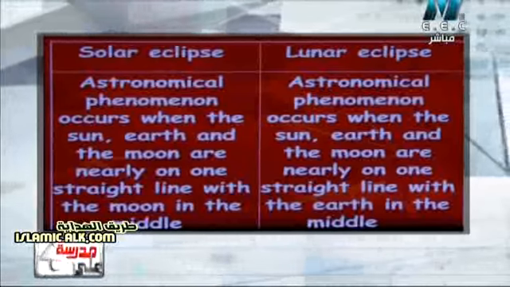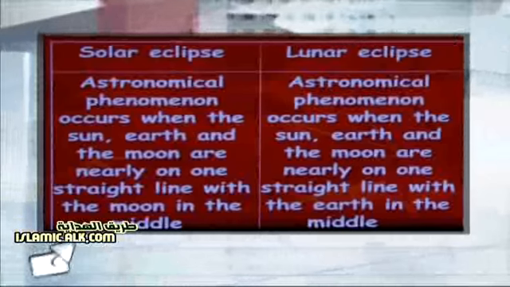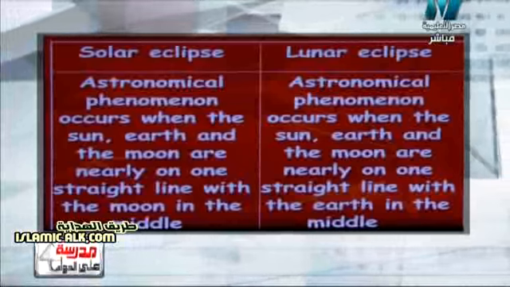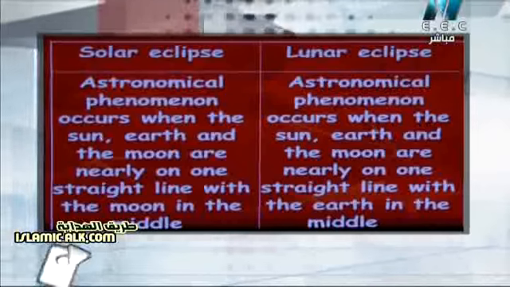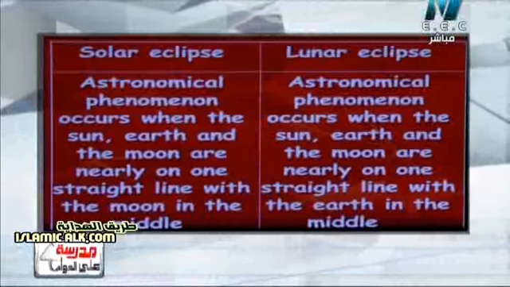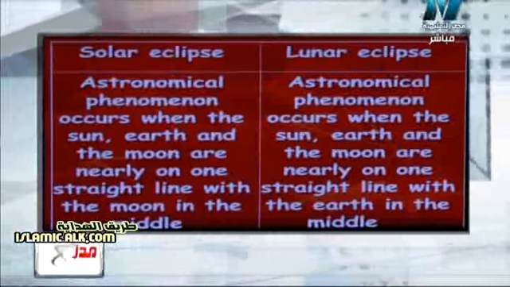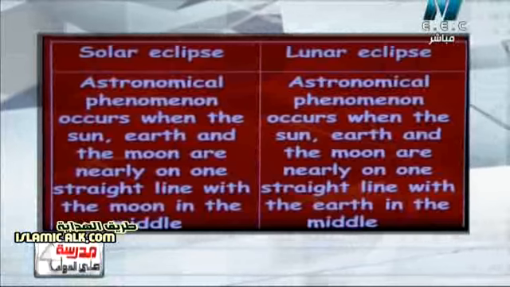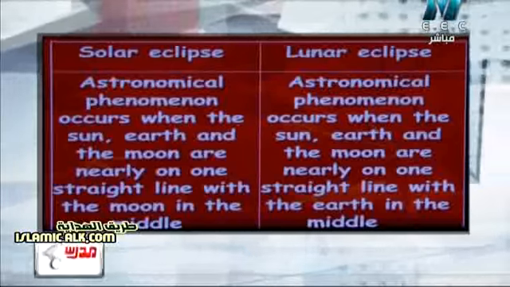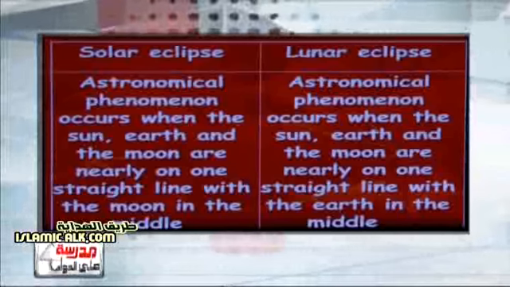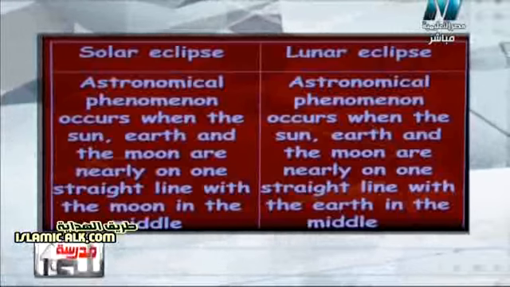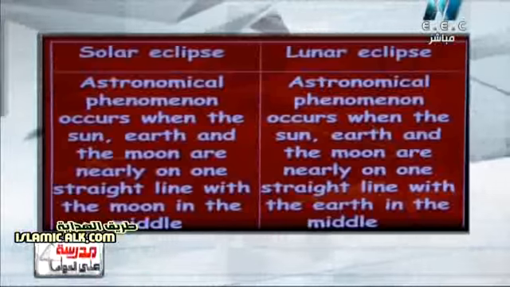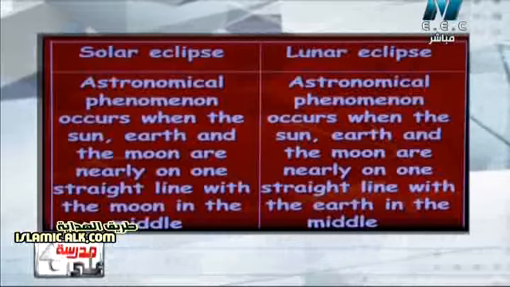Solar eclipse is an astronomical phenomenon that occurs when the Sun, Earth, and the Moon are nearly on one straight line, with the Moon in the middle. But what about lunar eclipse? It's an astronomical phenomenon that occurs when the Sun, Earth, and the Moon are nearly also on one straight line with the Earth in the middle. So the main difference here is the middle body. In solar eclipse, it is the Moon, but in lunar eclipse, it is the Earth.